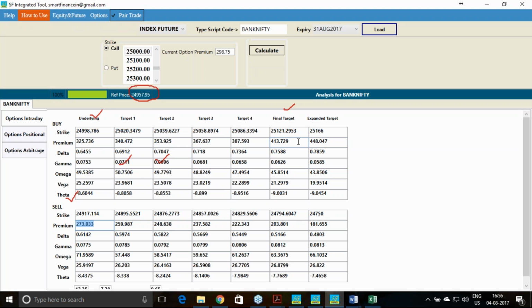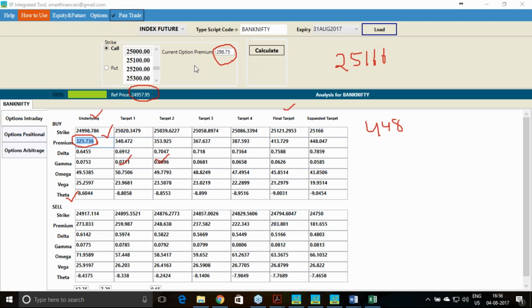Same way you can form the downtrend. You can hedge it also. Suppose you are buying at 325, I can give you one very small hedging technique. Once you are buying at the 325 level, currently it is 298, 299. At the 326 level you are buying, you are expecting 448 it should come. This is your final expectation. So Bank Nifty maximum can go to 25,166 based on this particular data.